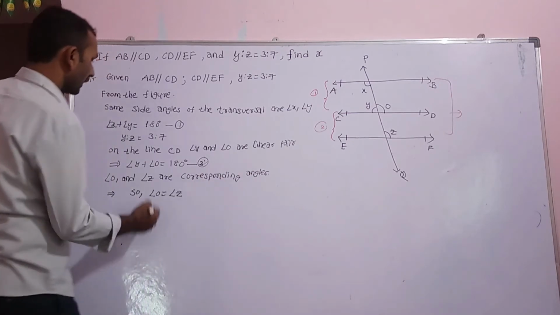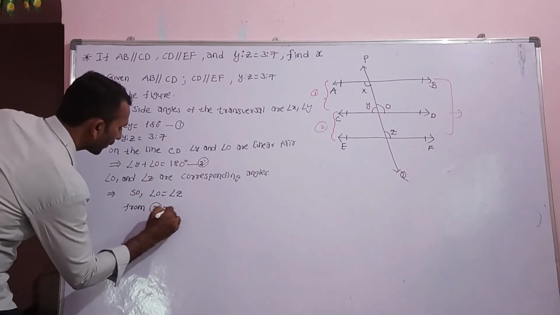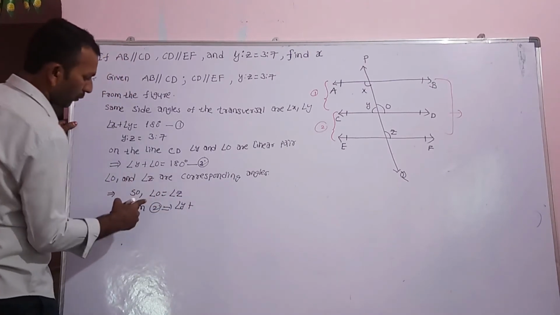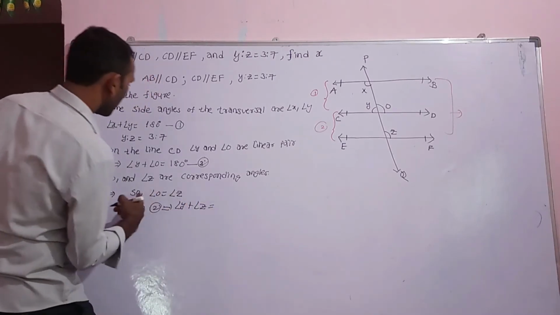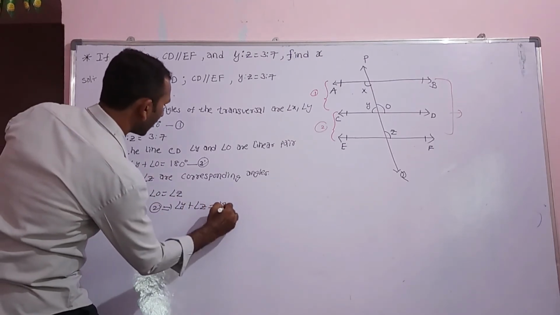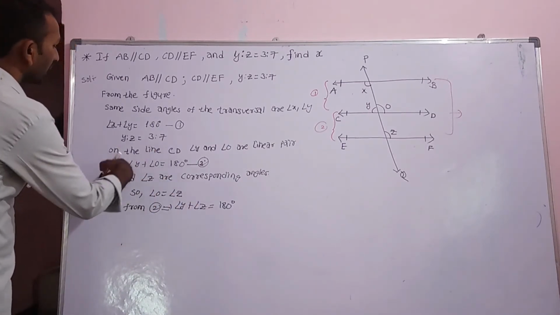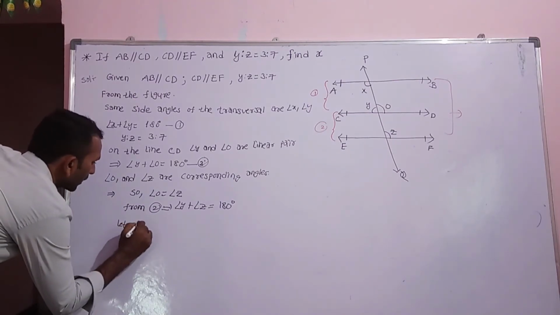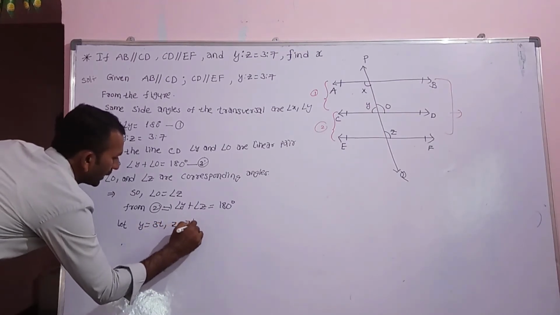From equation 2, angle Y plus angle O, and angle O means angle Z, so angle Y plus angle Z equals 180 degrees. Think of this as equation 3. The ratio is given already, Y is to Z equals 3 is to 7. Let Y equal 3t and Z equal 7t.